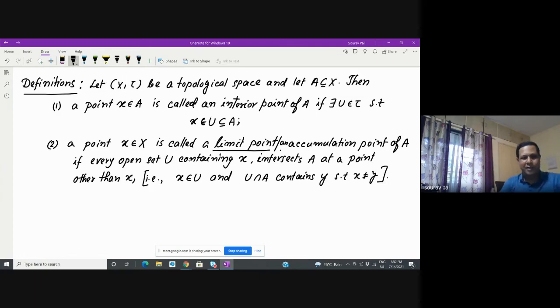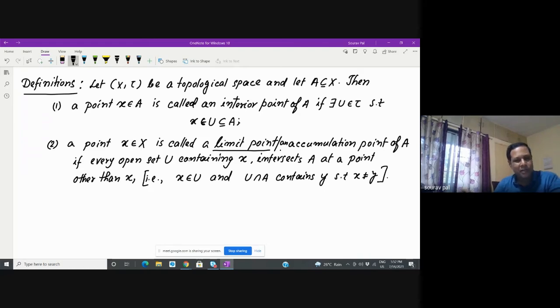Now I am going to state another theorem. As I said, you know the definition of an open set and a closed set in terms of topology. Any member of the topology is an open set, and a closed set is nothing but the complement of an open set. Now we are going to define the open set and closed set in terms of the interior points and the limit points.